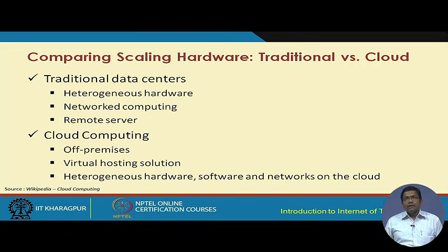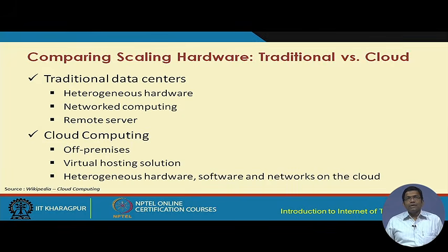Now, traditionally data centers, or even simple IT infrastructure, used to be used in companies and organizations. Now, we are talking about replacing or supplementing such traditional IT infrastructure or data center based platforms with cloud. So, let us compare with respect to different criteria.